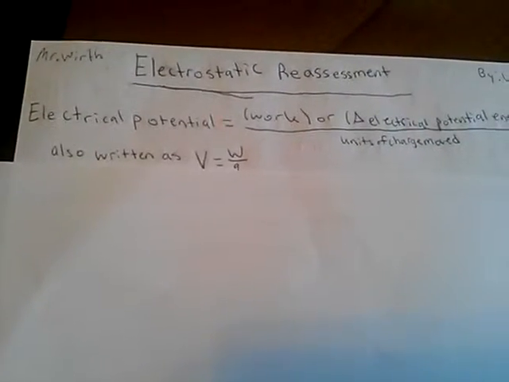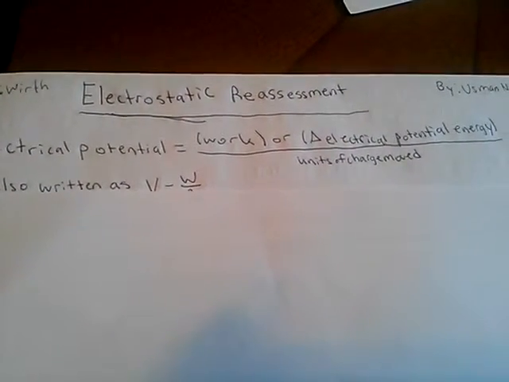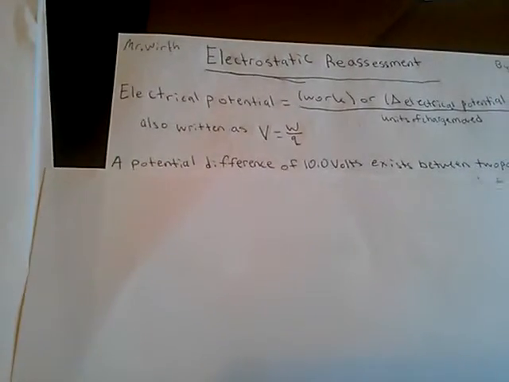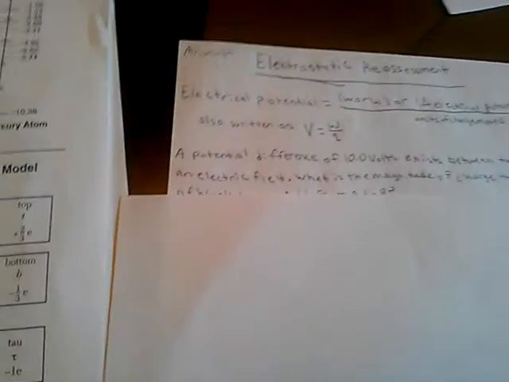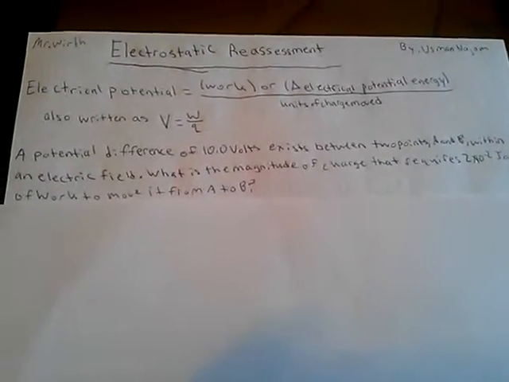So this is the formula that we're going to start out with. Electrical potential equals work, or change in electrical potential energy, over units of charge moved, which can also be expressed as V equals W over Q. And you can find this in the reference table. So this is the first question that's going to use this formula.